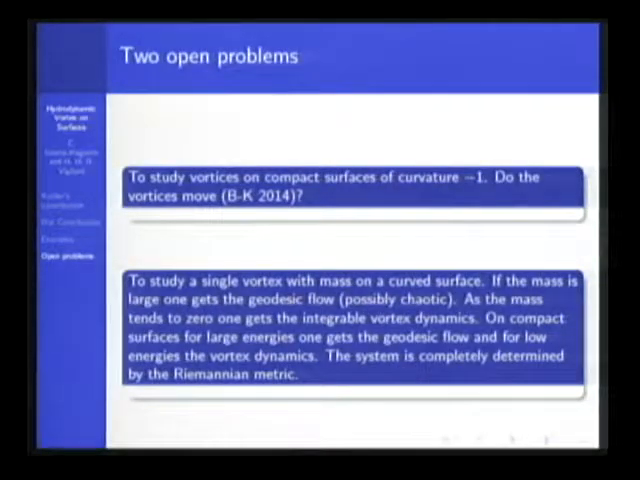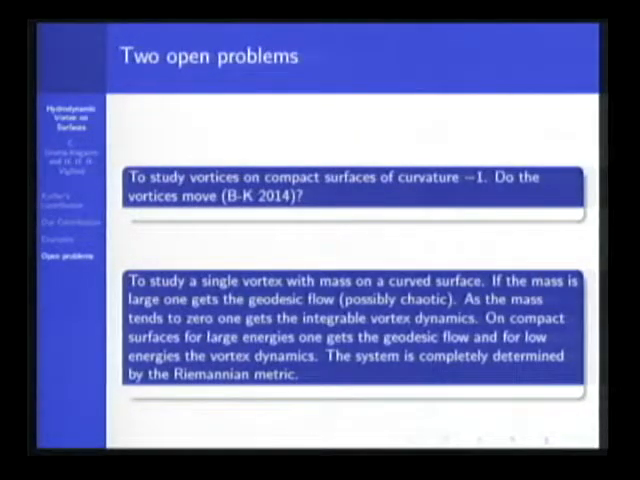If the mass is large, for instance, and gamma is 0, what you have in a vortex with mass is just the geodesic flow. You don't have anything else. Everybody knows it's a huge theory now to study geodesic flows on surfaces, with lots of results. As the mass tends to 0, we get the integrable vortex dynamics, because the vortex dynamics is always integrable on a surface. You can show it. It's easy.